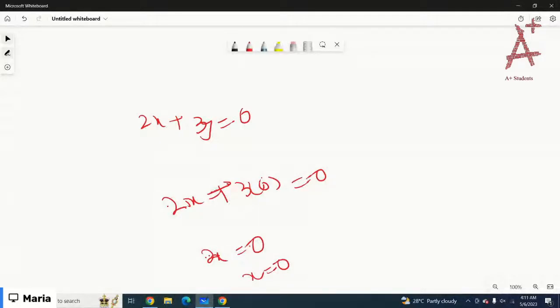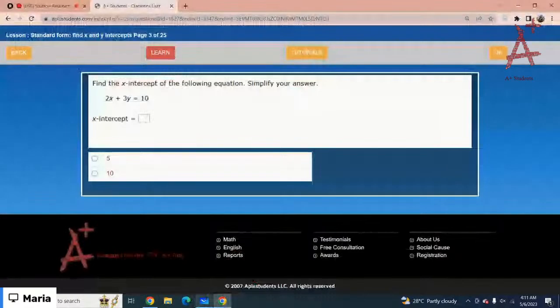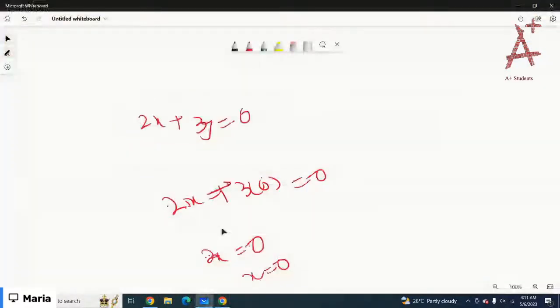Sorry, not 0. Here you have 10. So it would be 2x equals 10. Then you have to divide both sides by 2, so it would be 10 over 2, and 10 divided by 2 equals 5. 2 times 5 is 10. So the correct option is 5.